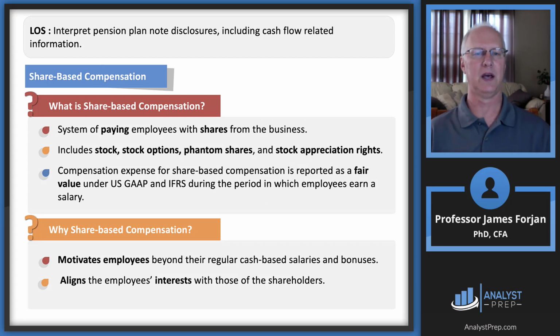All right, let's get into the final learning outcome statements. So share-based compensation. So of course, instead of paying the employees in terms of cash, they can say, you know what? In addition to cash, we're going to pay you with some shares. So that's what share-based compensation is. It can take lots of forms. It can be in actual shares of stock, common or preferred, right? It could take the form of an option or phantom shares or stock appreciation rights. So what we need to do is make sure that we report these as fair value.